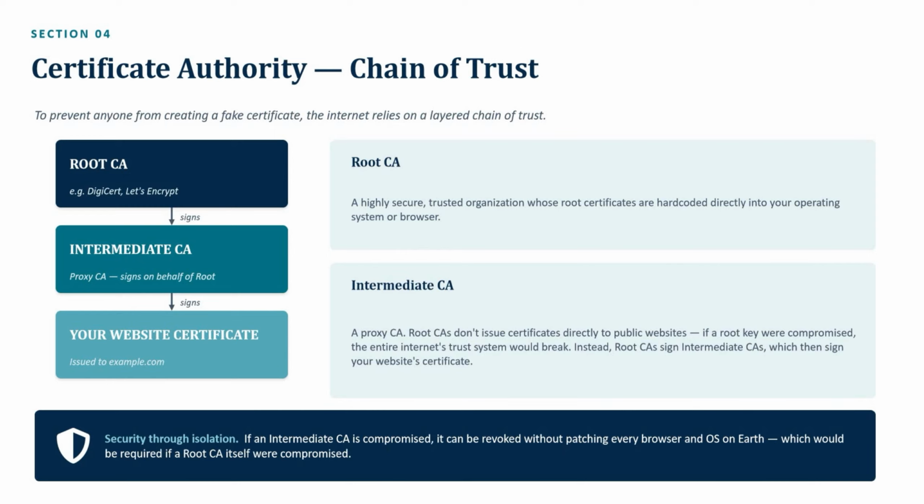This content will be useful for them to understand what is root CA and what is intermediate CA. Intermediate CA, you can see, is a proxy CA. Root CAs don't issue certificates directly to public websites. If a root key were compromised, the entire internet trust system would break. Instead, root CAs sign intermediate certificates, which then sign your website.